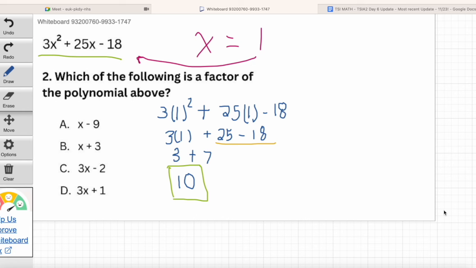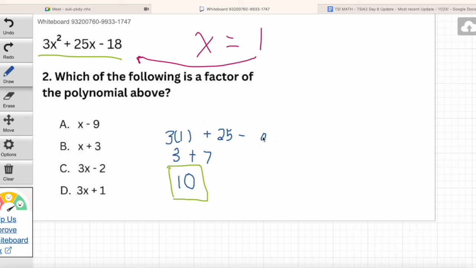Yes. Okay, great. All right, so let's plug that 1 into the answer choices as well, and let's see which answer choice gives us a factor of 10, or which answer choices. We might get multiple answer choices here. Let's plug in answer choice A. You might even be able to do this mentally. What do we get when we plug in a 1 for x into answer choice A? Negative 8. Is that a factor of 10? No, that is not a factor of 10. So answer choice A is gone.